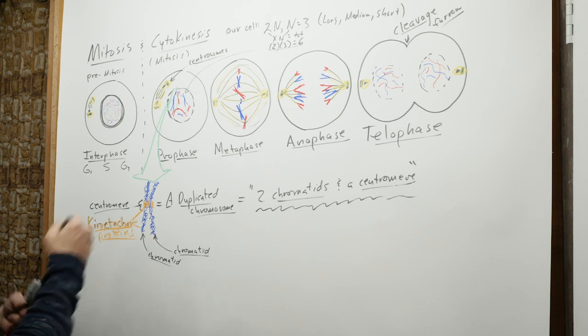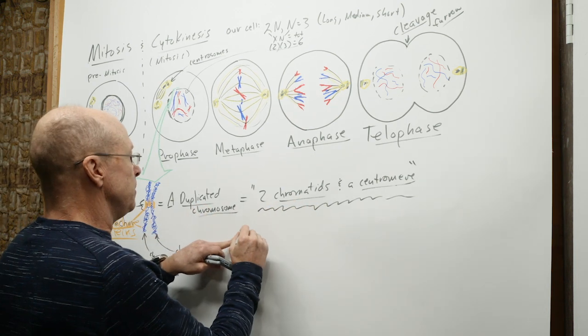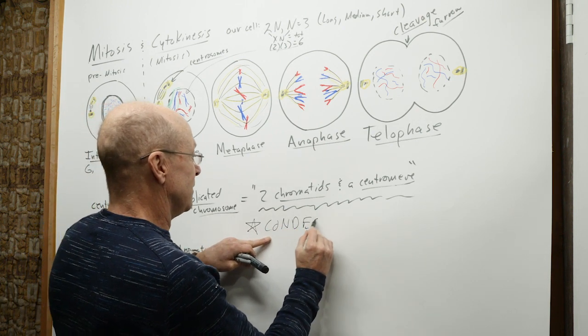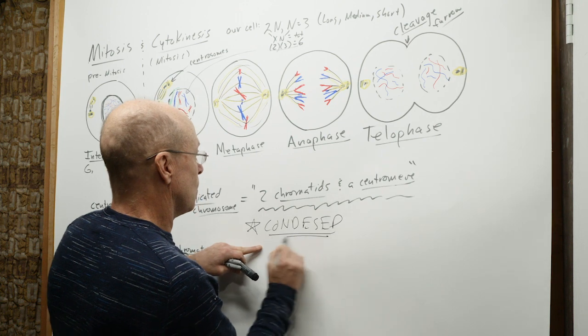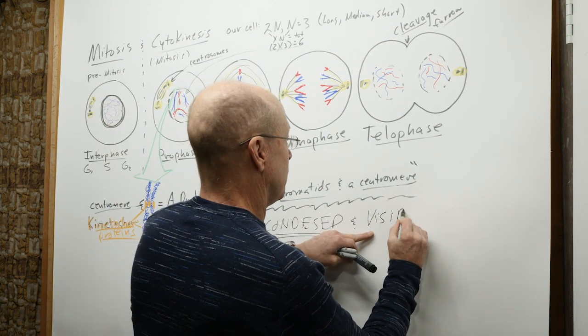So I guess I should write that down here. A duplicated chromosome, 2 chromatids, and a centromere. These are condensed and visible under the light microscope.